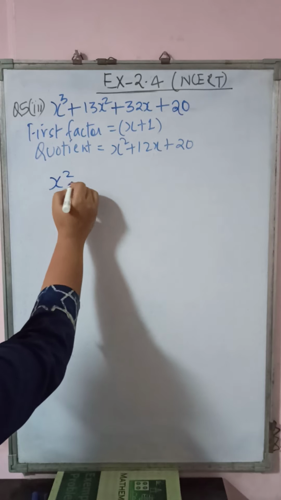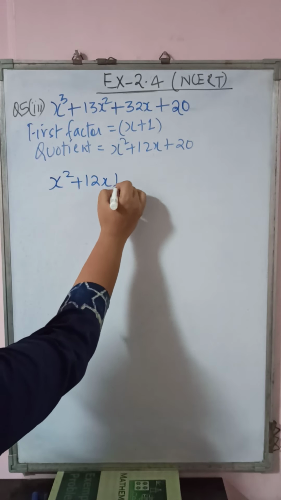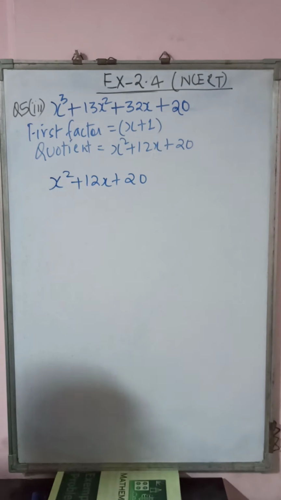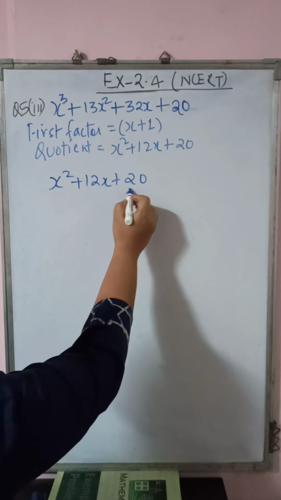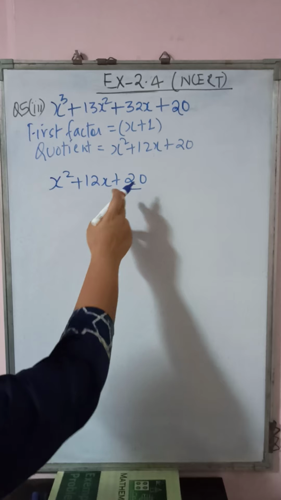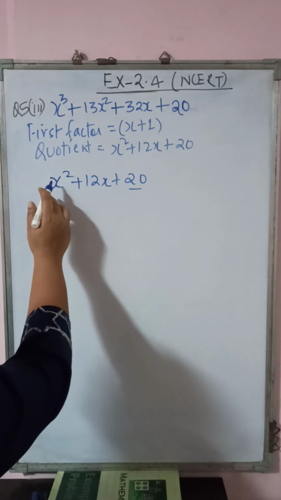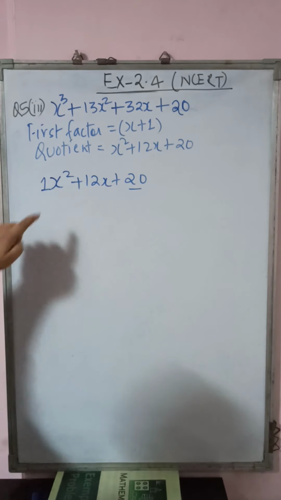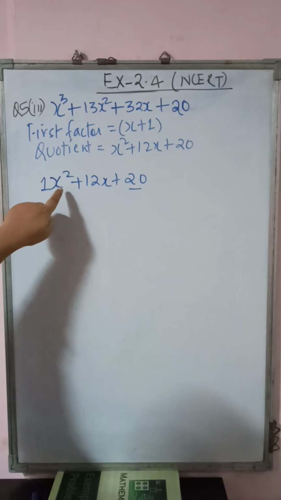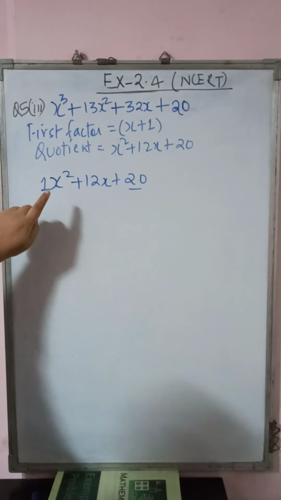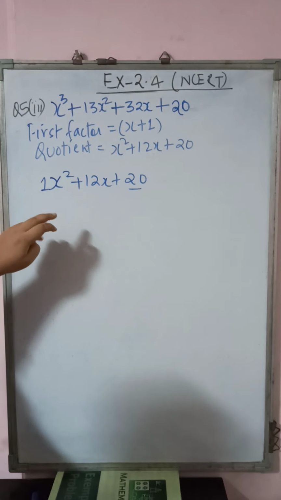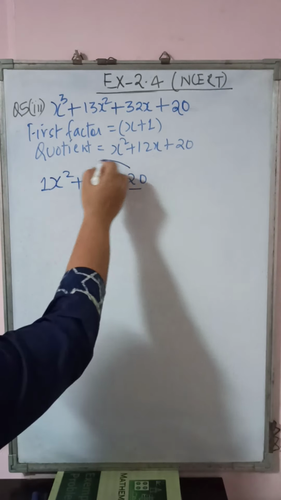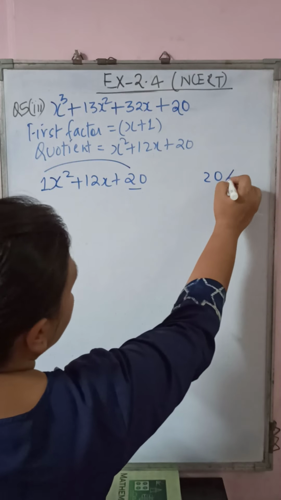Okay, so x square plus 12x plus 20. So here also, what is the first step? We have to check what is the last term, the constant term, 20 here. What is the coefficient of the first term? 1. Coefficient means the number which is multiplied to the variable. So here no number was written. If nothing is written, it is understood that it is 1. So the first step, you have to multiply 20 into 1.